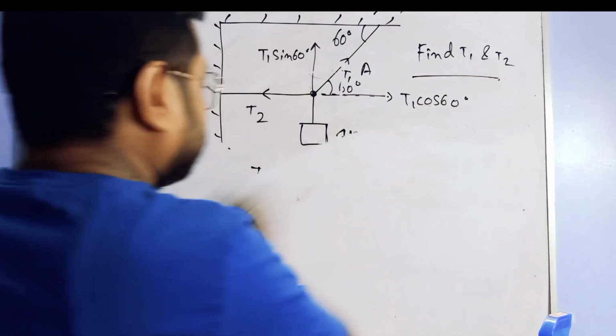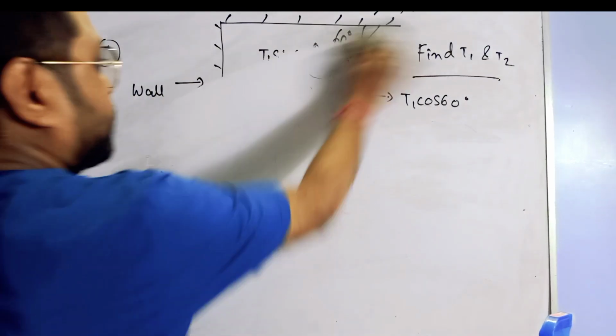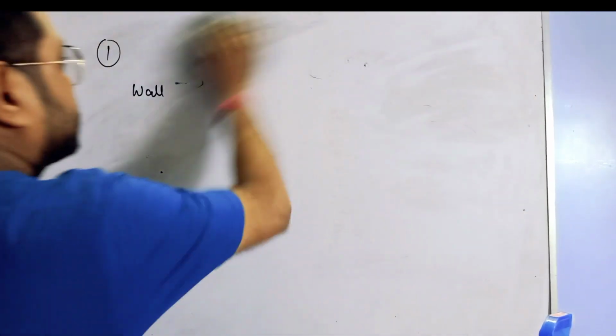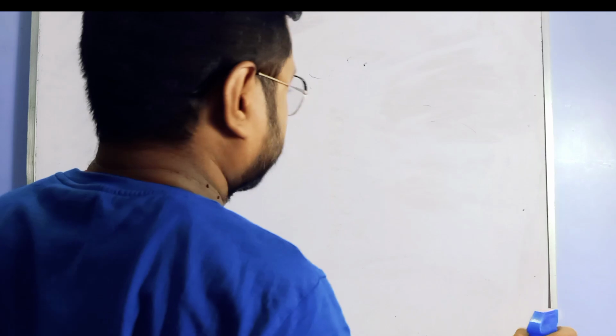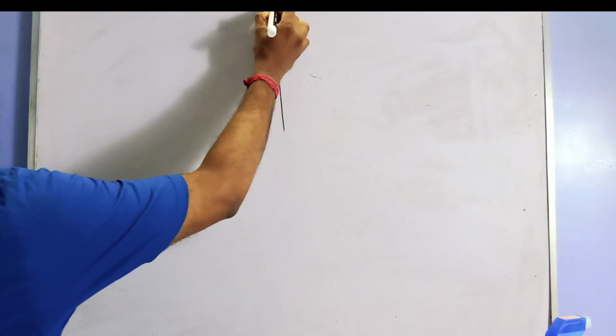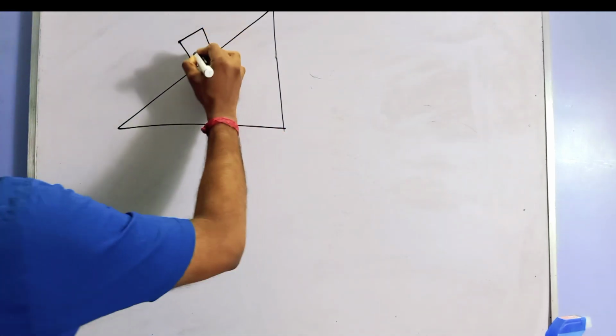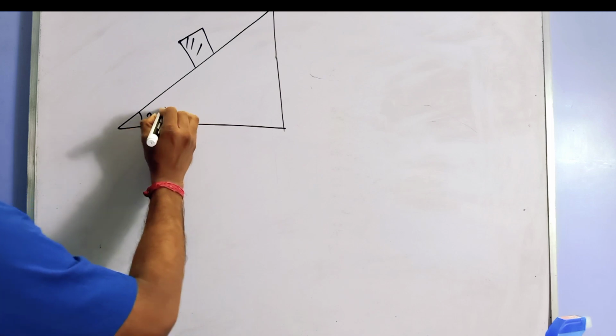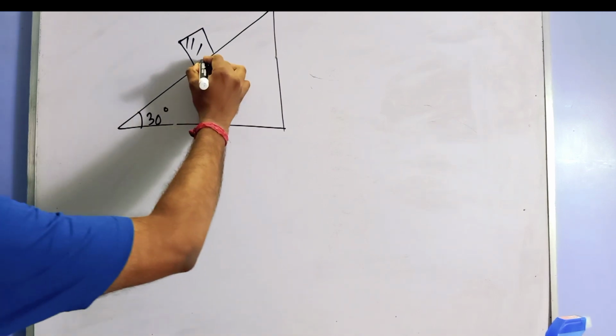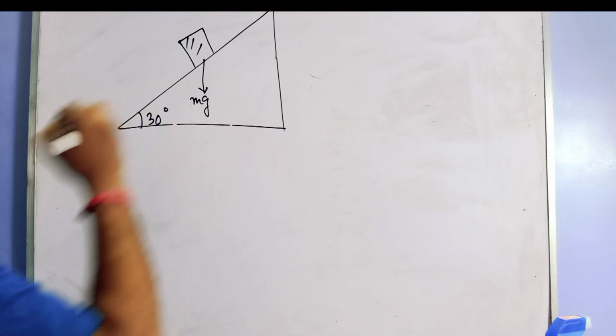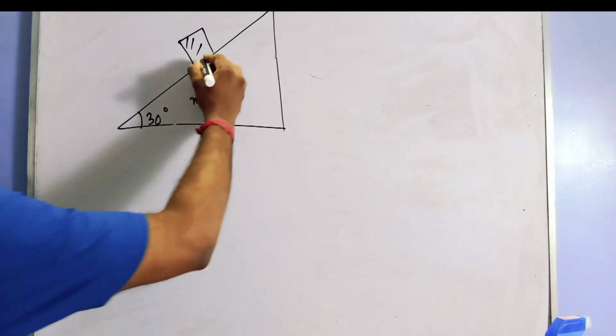Now we can go with resolution of force. What is resolution of force? The resolution of force is very important. If a block is situated on an inclined plane at 30 degrees with the horizontal, then its weight acts downwards.